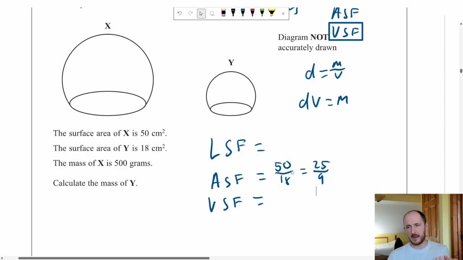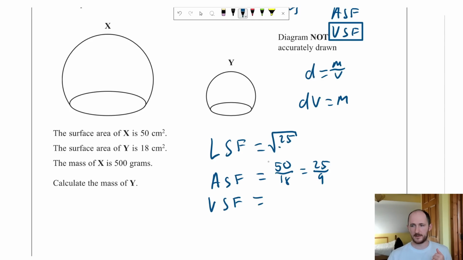Now, you can't go from area to volume, so what you need to do is go down to length first. How do you go from area to length? Use square root. The square root of 25 over 9 is 5 over 3. And then to go up to volume, you just cube it. So 5 over 3 cubed is 125 over 27.